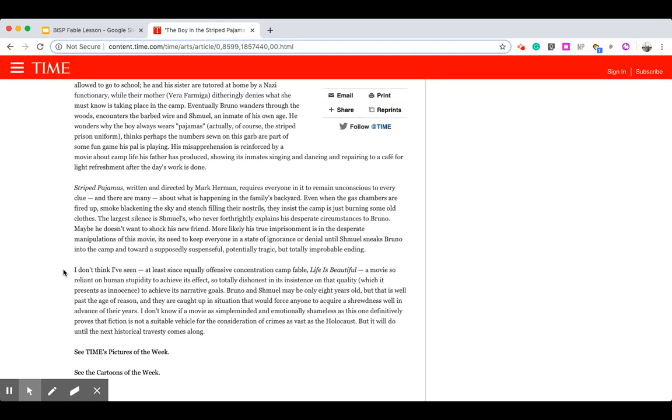I don't know if a movie as simple-minded and emotionally shameless as this one definitively proves that fiction is not a suitable vehicle for the consideration of crimes as vast as the Holocaust, but it will do until the next historical travesty comes along."